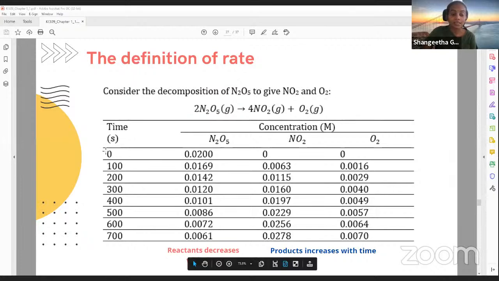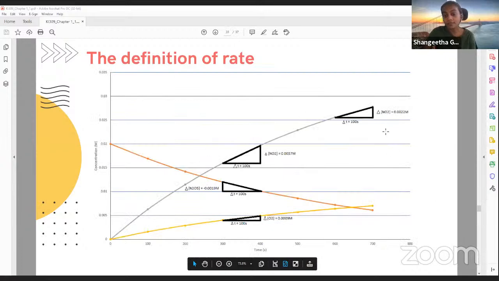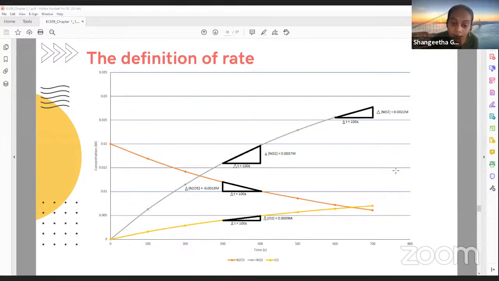In 700 seconds, they have measured the disappearance or consumption of N2O5 and the production of NO2 and oxygen. You can see here that the concentration of your reactant N2O5 decreases with time, but your products, NO2 and oxygen, increase with time. Now, if you were to plot all three graphs on the same axis, this is for NO2, which is your product, and this is your oxygen, which is also your product. The orange line is your reactant. So your reactant decreases.